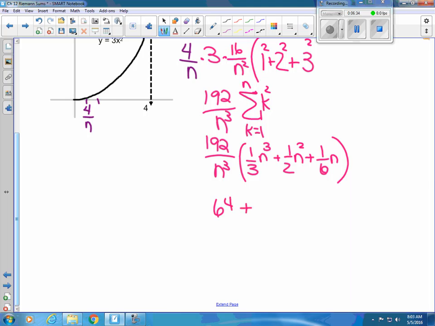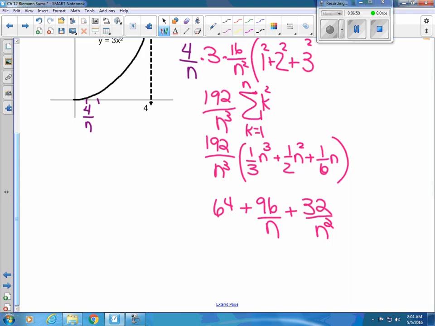Plus 192 divided by 2, so that's 96. And you all recognize n squared on top, n cubed on bottom, that leaves an n in the denominator. Plus 192 divided by 6, that would be 32. And very good, over n squared.